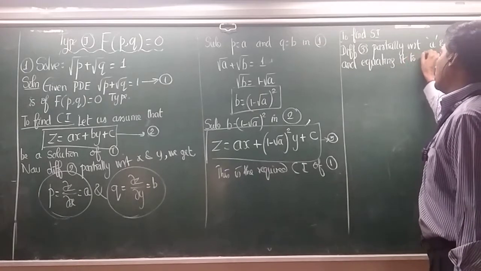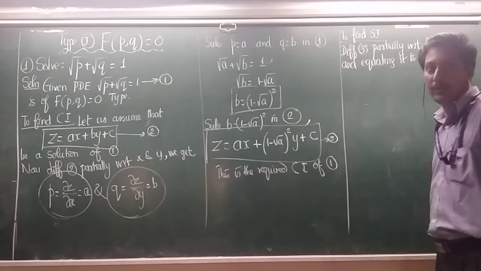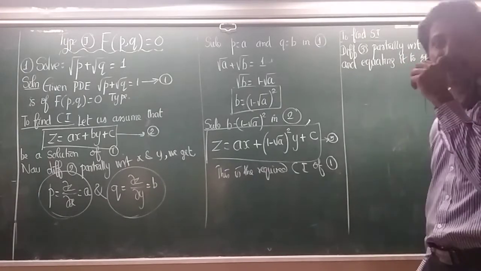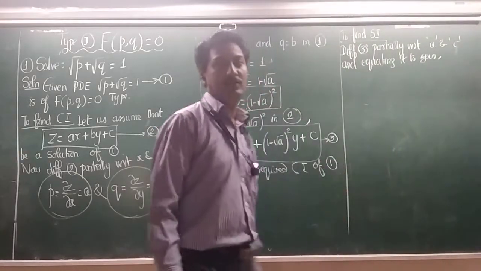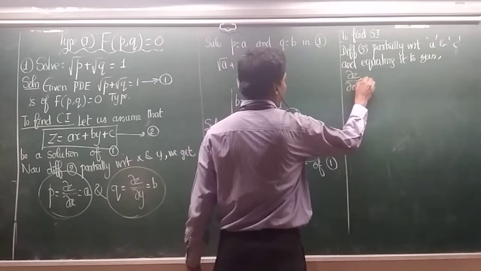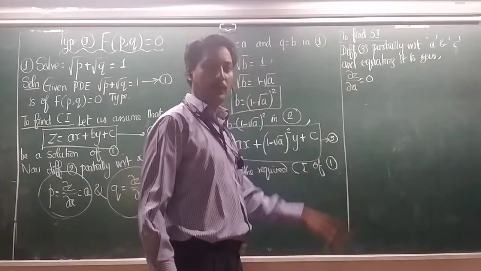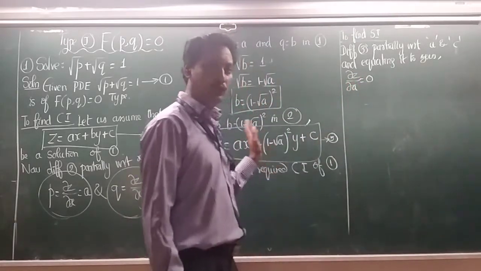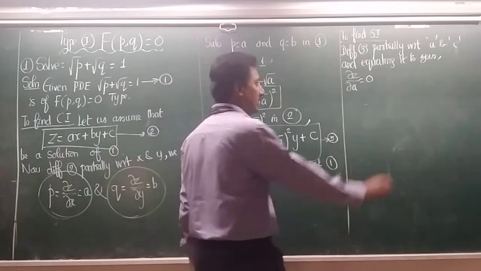Why are we equating it to 0? Because z is the function of x and y only. So when we differentiate with respect to a or c, it is equal to 0. So when I differentiate this with respect to a, dou z by dou a equal to 0, simply write the equation dou z by dou a equal to 0. No need to show the differentiations, not necessary.